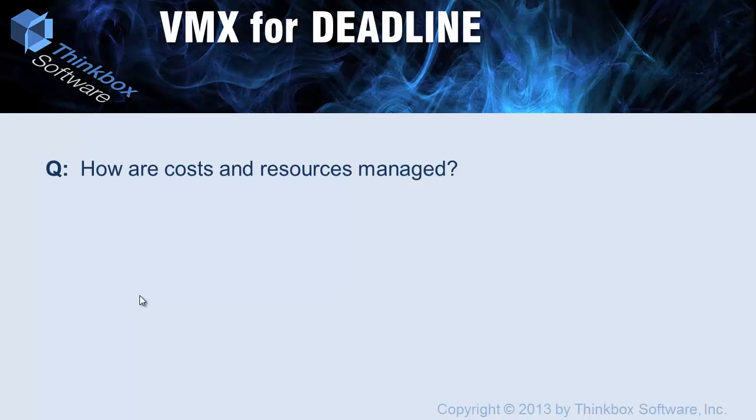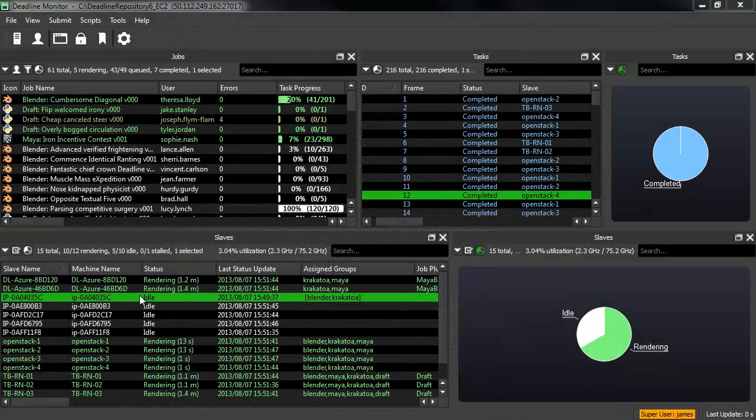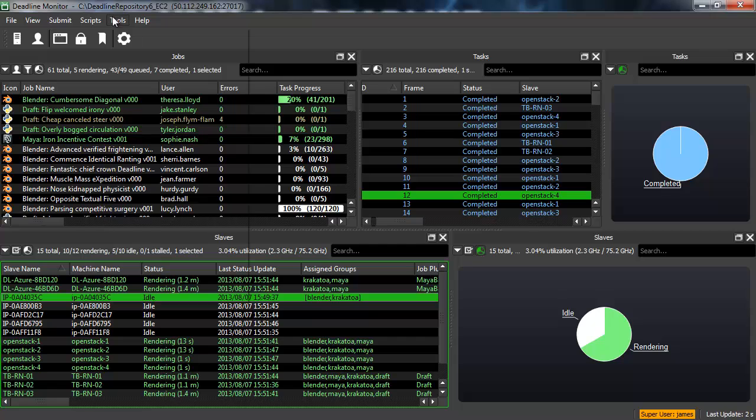So now that we have the ability to spin up work on various cloud providers, how do we manage the costs and resources? The answer is that each cloud region has a budget that you set, and each group mapping has a cost that you set. So I'll show you how that's done. Let's go back to the cloud provider configuration.